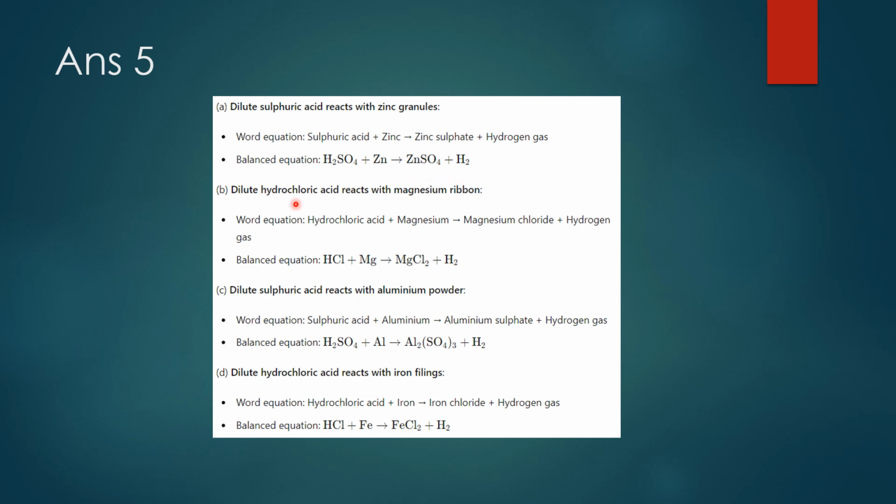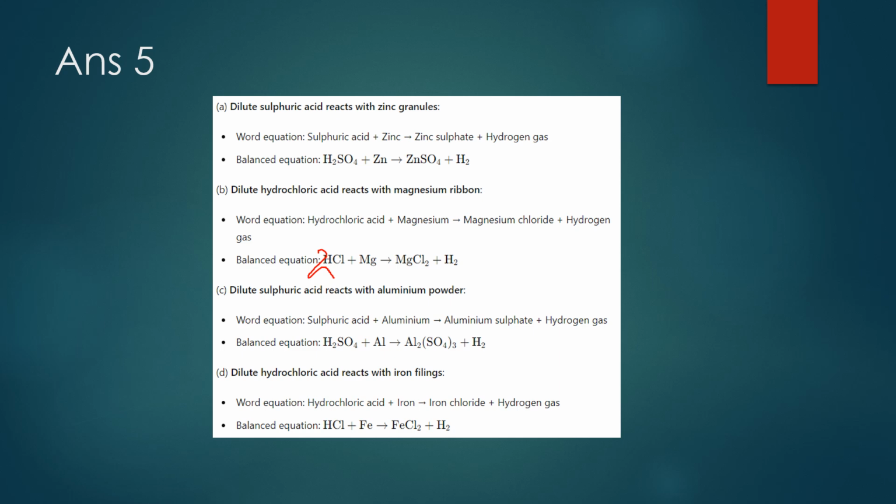Then dilute hydrochloric acid reacts with magnesium ribbon. So HCl plus Mg gives MgCl2 and H2 again. Correct? So do you think it is balanced? This equation? Let's check. Above one is balanced? Yes. This one is not balanced. So we have to add a 2 here.